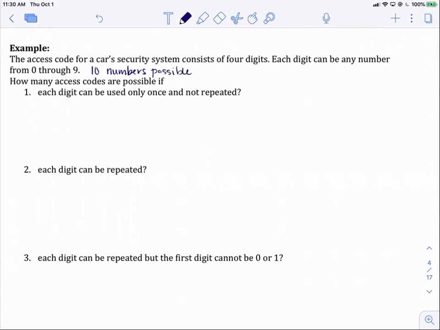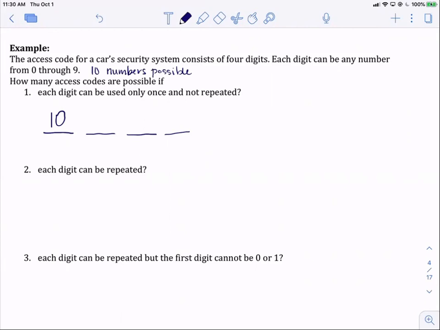Okay. If we have 4 digits, I'm going to put 4 spaces. Each digit can be used only once and not repeated. So how many options do you have for the first number? 10. Okay, but then the number can't be repeated. So then how many options do you have for the second number?